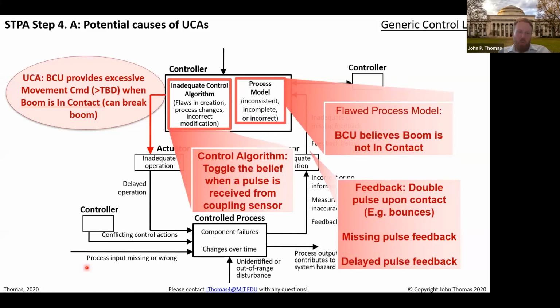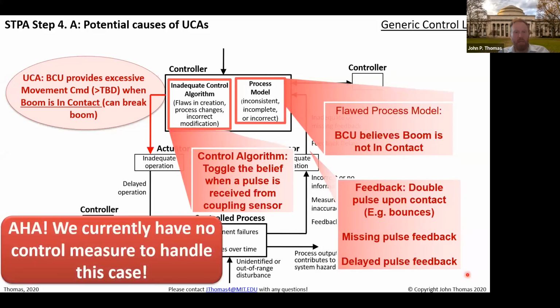If we don't have protection for this bouncing, or maybe a pulse feedback is missing somehow, or it could be delayed, there's all kinds of ways this could happen. If we don't have protection for these, and we don't have protection for operators who may find a way to move the stick during contact operations, we're in trouble. Let's say we currently have no control measure to handle this scenario.